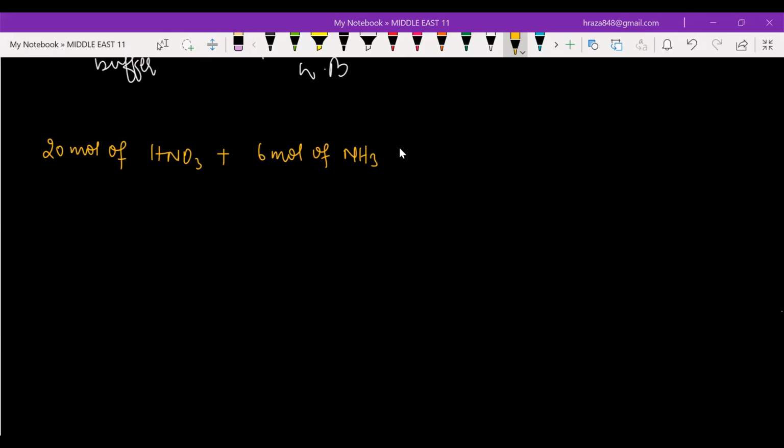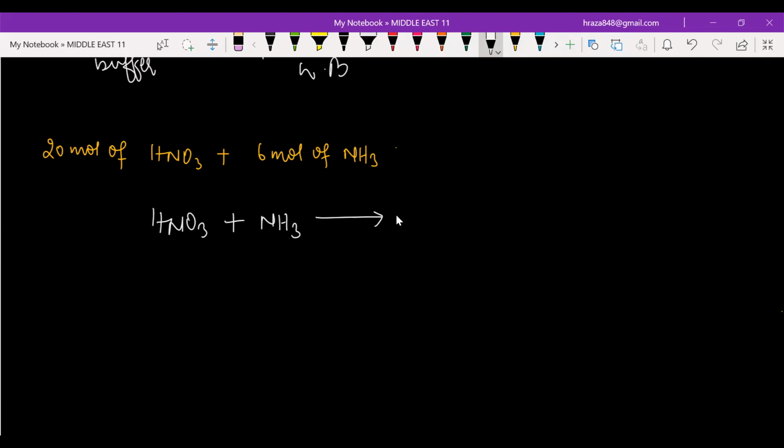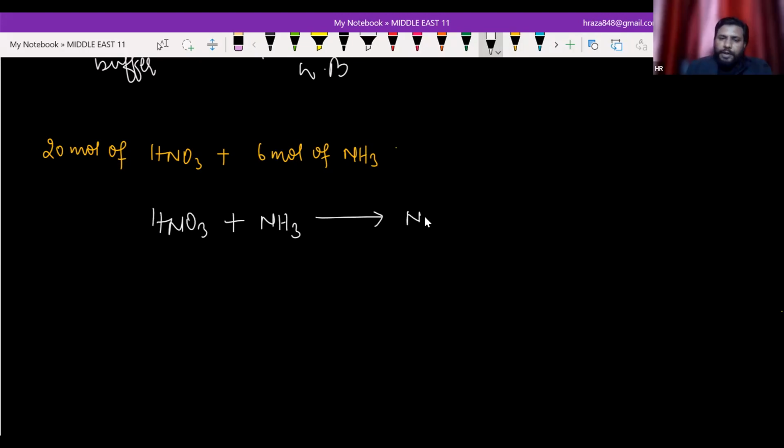Sir, I'm having some trouble in forming the equation. Forming the equation, right? Okay, just look at it. What is this? Acid, and what is this? Base, right? Now the product will be NH4NO3. This is the salt we have.